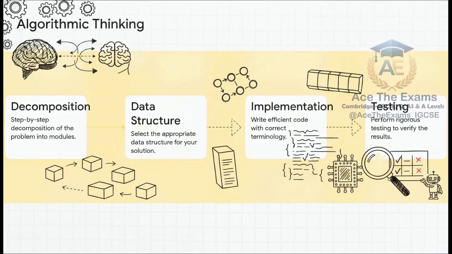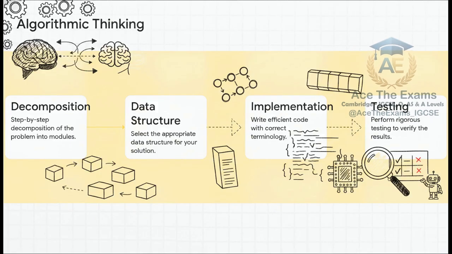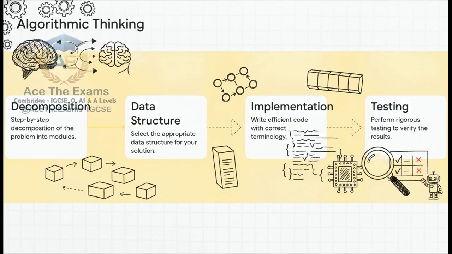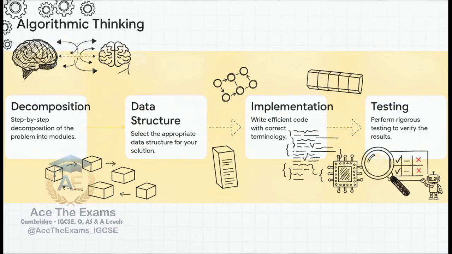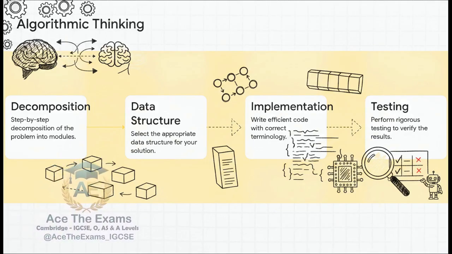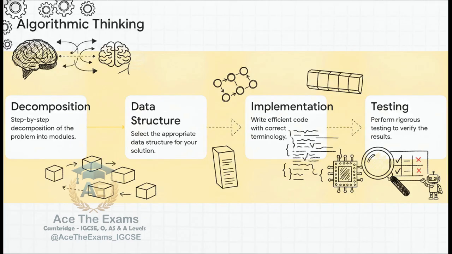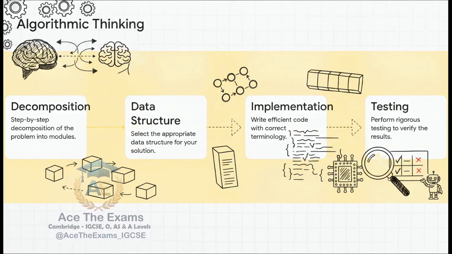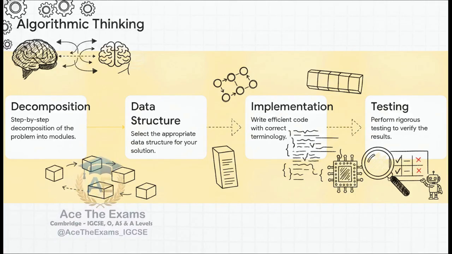First up, step-by-step decomposition. This is taking the big, unwieldy, terrifying problem and slicing it down into logical, bite-sized, manageable procedures. Second, appropriate data structure selection. Are you deciding whether your module needs a 1D array, a 2D array, a record, or a linked list to handle its data? You have to make that choice and justify it.